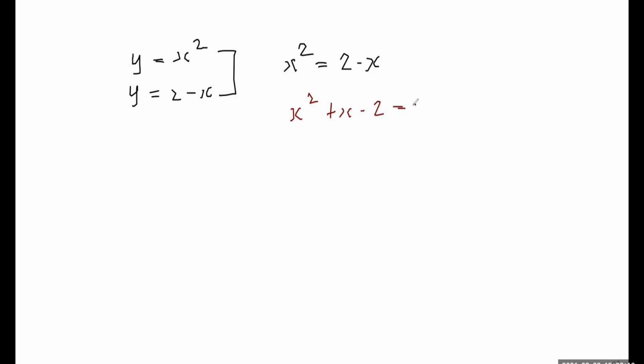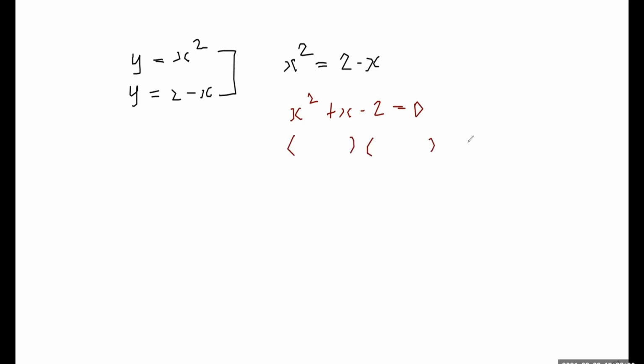y is equal to x squared, and we also have y is equal to 2 minus x. So since y is 2 minus x and y is x squared, the two of them together is really saying x squared is equal to 2 minus x. So we can just bring the 2 minus x over to the left, and that's going to become x squared plus x minus 2 equals 0. And if this is equal to 0, we can factorize it.